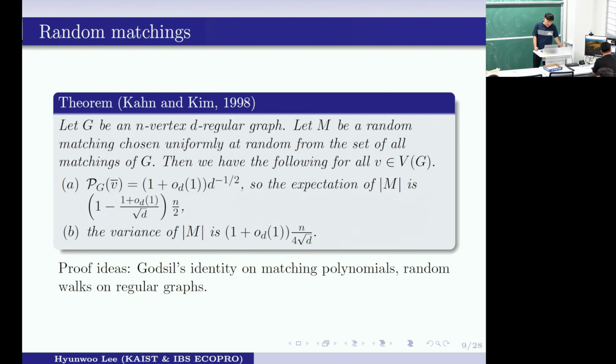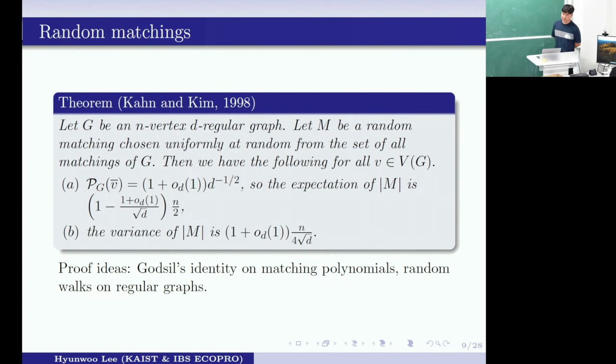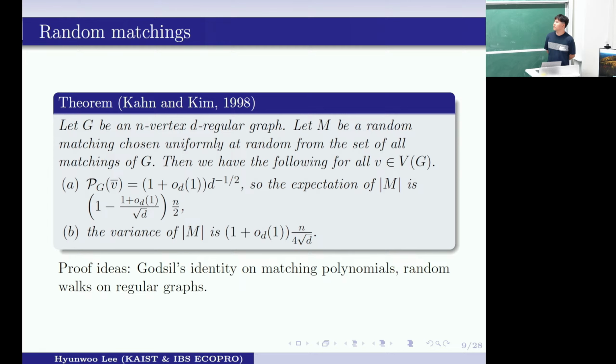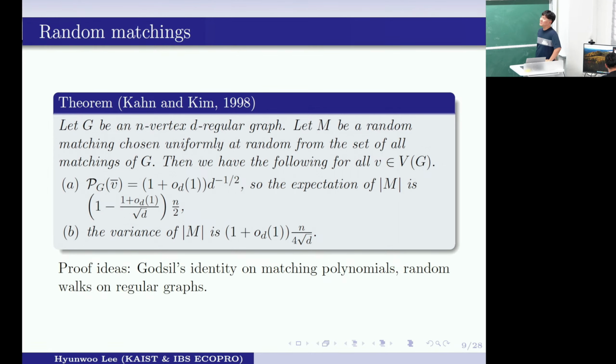Their proof idea is using Godsil's identity on the matching polynomials and also analyzing random walks on regular graphs. So they apply martingale sequences on the random walks on regular graphs by using Godsil's identity and combine something to prove this.